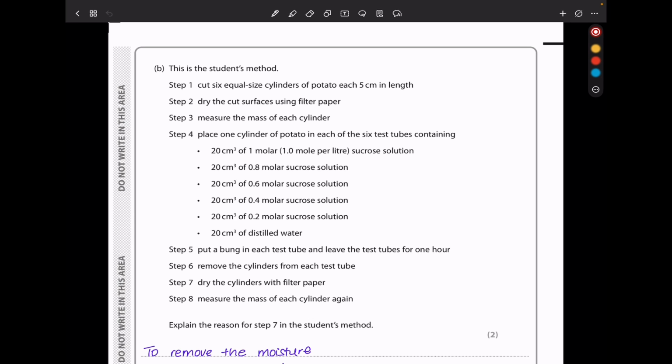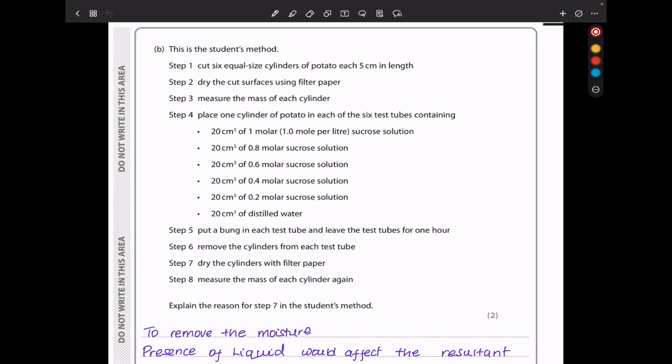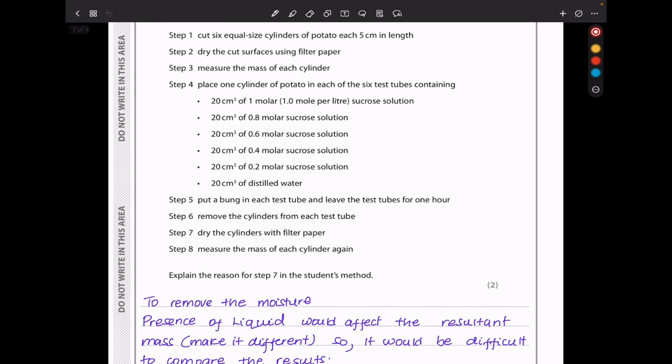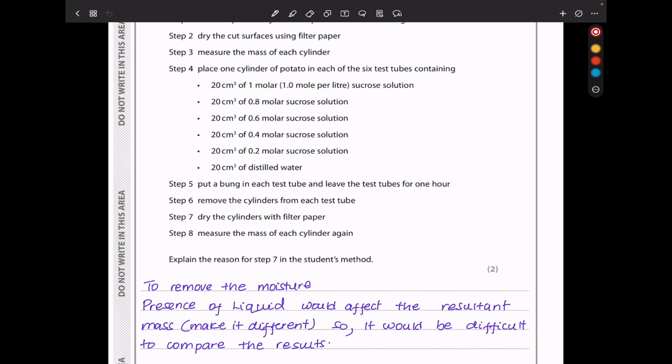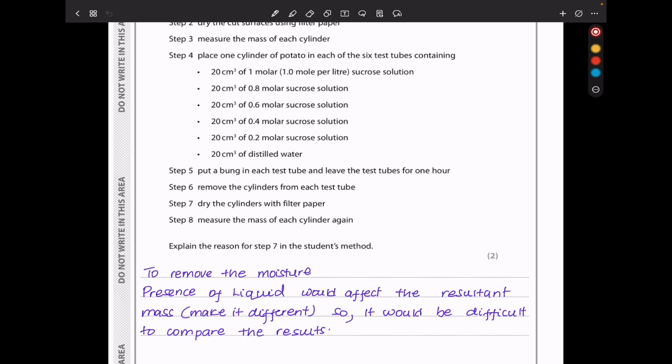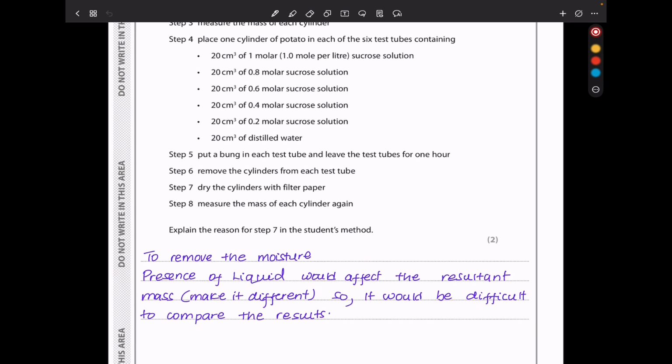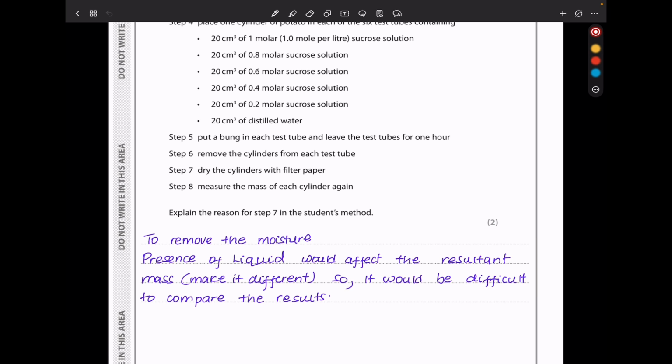They cut 6 equal-sized cylinders of potato, each 5 centimeters in length. They dry the cut surfaces using filter paper, and then they measure the mass of each cylinder. They place 1 cylinder of potato in each of the 6 test tubes containing 20 centimeters cubed of 1 molar sucrose solution, 20 centimeters cubed of 0.8 molar, 20 centimeters cubed of 0.6 molar, then 20 centimeters cubed of 0.4, 20 centimeters cubed of 0.2, and then just distilled water, 20 centimeters cubed.